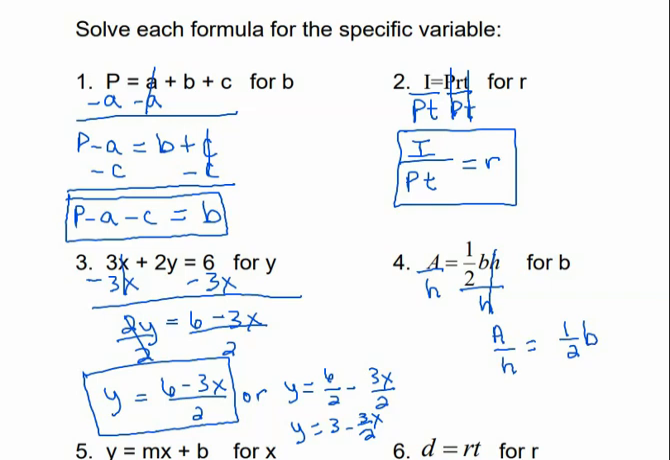So just like we did earlier, if I have a fraction times a variable, to get rid of it, I multiply by the reciprocal, which would be 2 or 2 over 1. Alright, so this cancels, and I'm left with 2a over h equals b.